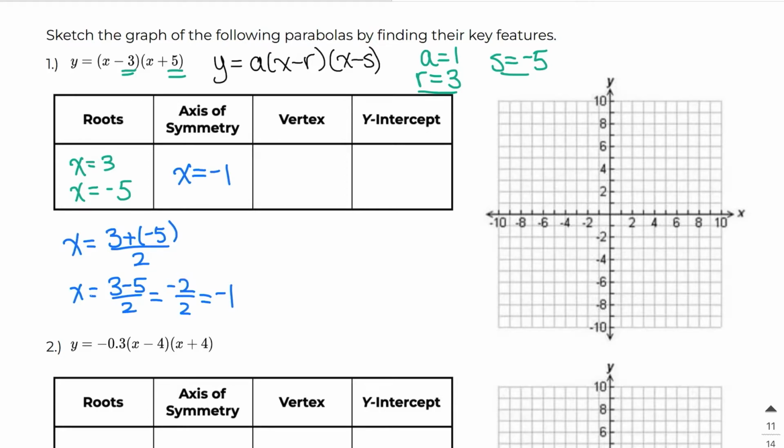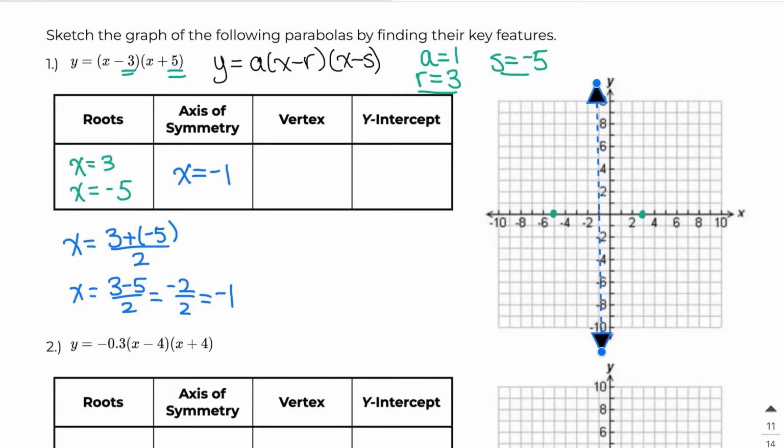Now to find the vertex, so actually let's graph this stuff out right here. So we know that our roots will be at 3 and at negative 5. Okay, so we know those are 2 points in our graph, but we also know that we are going to have this line right here that is going to cut my parabola down the middle.